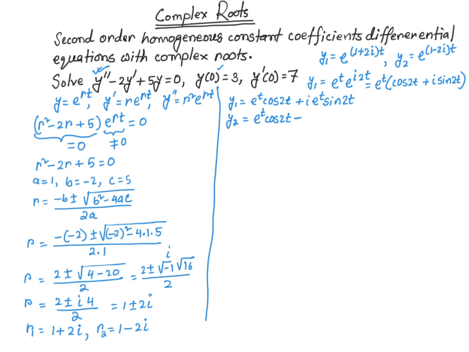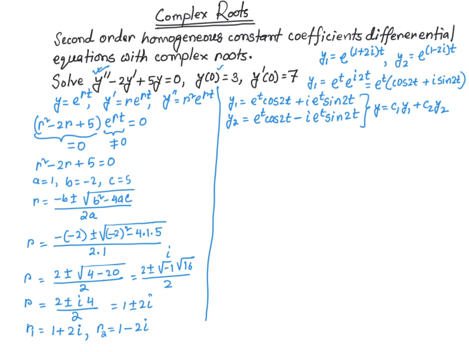Only difference is the sign, minus. It's going to be i e to the power t sine of 2t. Now these two solutions, we can take any linear combination of these two to get the general solution. So that's going to give me y of t equal to c1 y1 plus c2 y2.